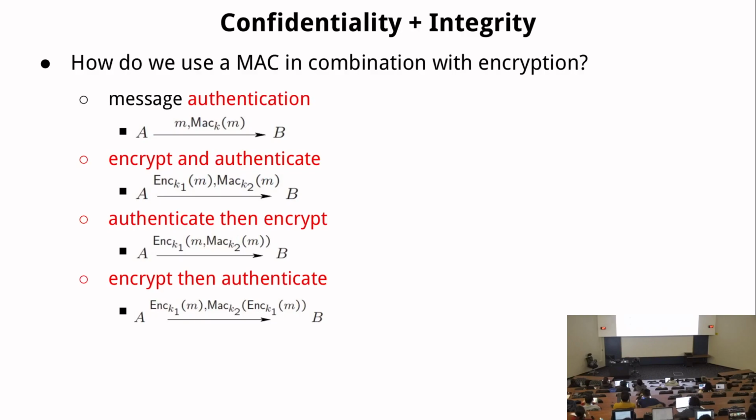The last one, encrypt, then authenticate. When you design a secure communication protocol, you should follow this approach. First, you have the original message M. You encrypt the message with a key, get the ciphertext. Then you generate a MAC on the ciphertext. You do not generate the MAC on the plain text. You generate the MAC on the ciphertext using another key.